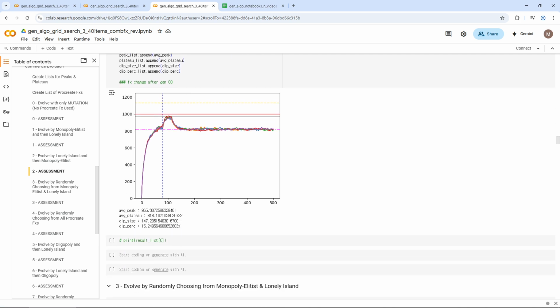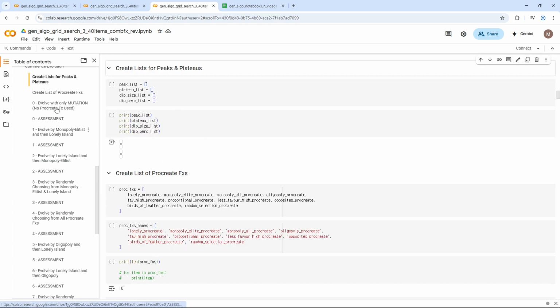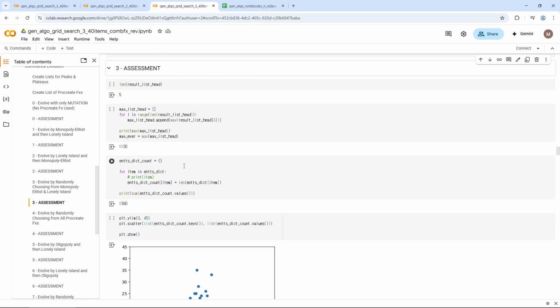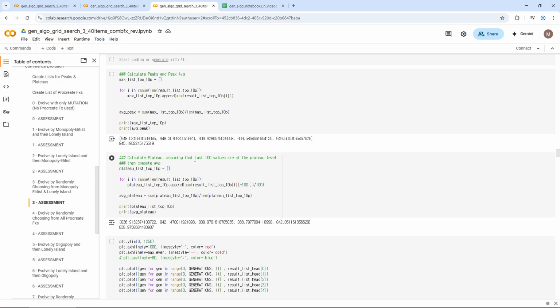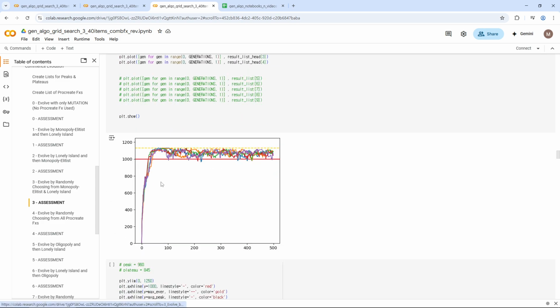So average peak 965, average plateau 818, dip size 147, and dip percentage is 15%. Don't worry if you cannot remember these values, because I've saved those to those 4 lists that I created before these. What I mean is these. So they'll all be plotted too. So don't worry about that.